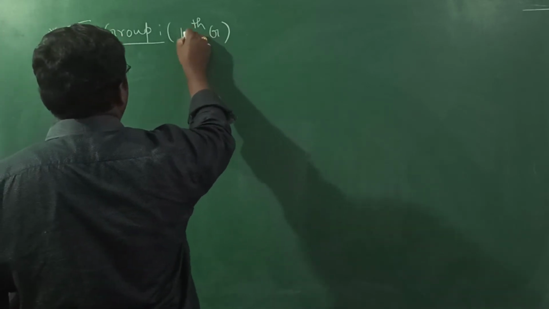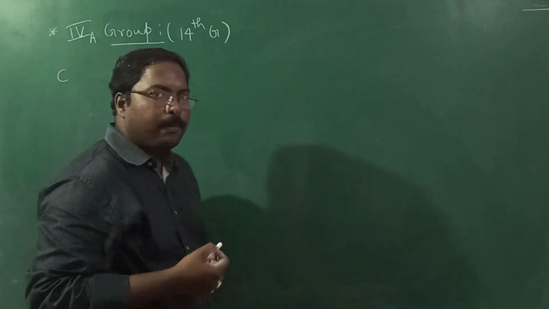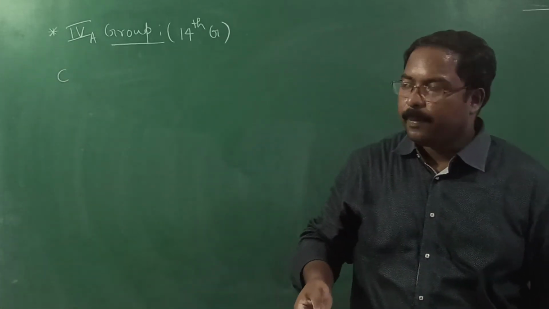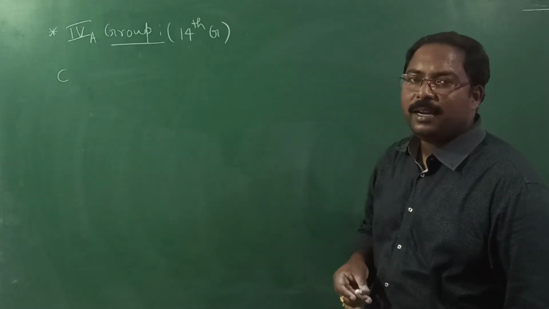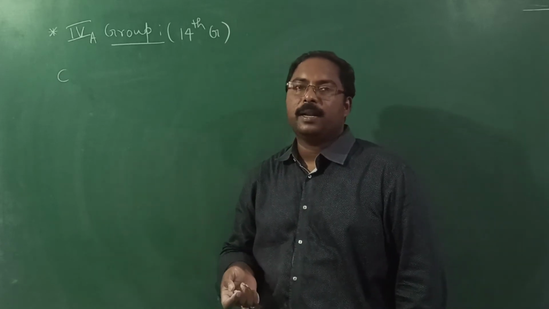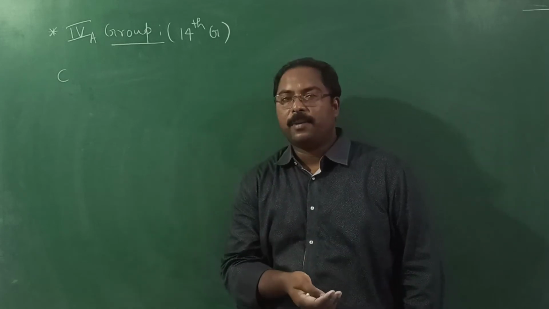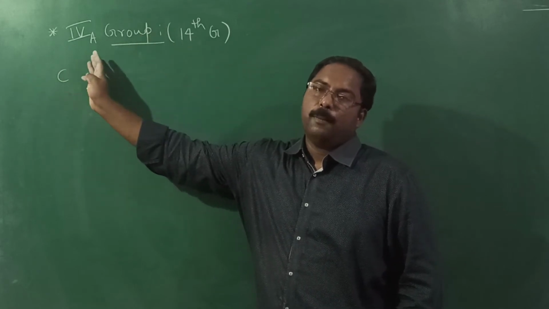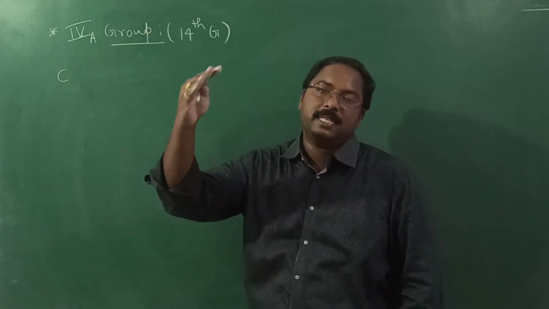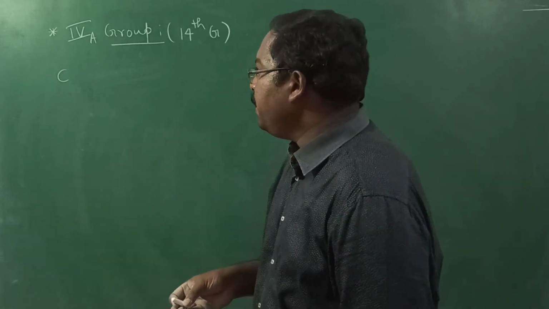4th A group is nothing but 14th group. So what are the elements in the 14th group? A very most important element in the periodic table, that is carbon, right? Why is it that important? Because we know the compounds of carbon are mainly formed with hydrogen. We know hydrocarbons, and the chemistry of compounds of carbon we will discuss as a branch of chemistry known as organic chemistry, right? So that much important element this one.